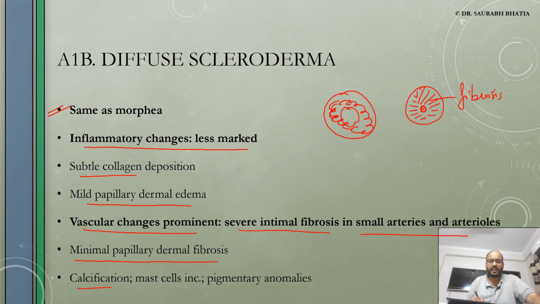Other things that you can see are calcification, increased mast cells, and pigmentary anomalies. We know that in scleroderma, you have the salt and pepper dyspigmentation, and if the biopsy is taken from there, you will see pigmentary anomalies or difference in pigmentation, but that is a very subjective finding on a biopsy. You need normal skin to compare, to say any kind of loss of melanocytes. Okay, let's move forward.